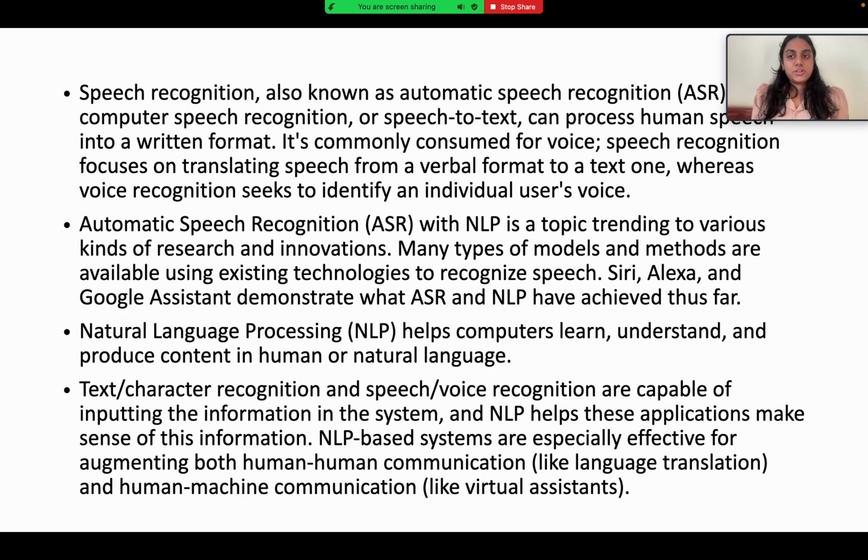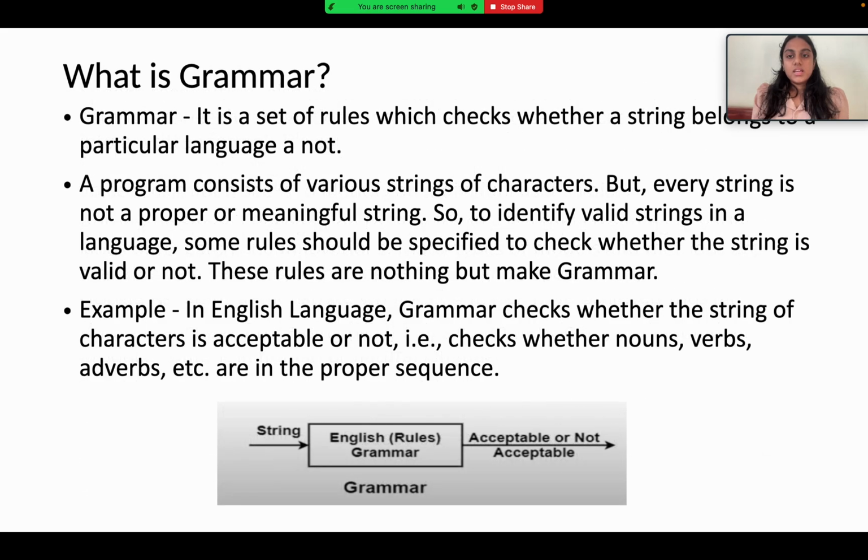Now let's head on to what is grammar. It is a set of rules which checks whether a string belongs to a particular language or not. A program consists of various strings of characters, but every string is not a proper or meaningful string. So to identify valid strings in a language, some rules should be specified to check whether the string is valid or not. These rules are nothing but grammar. Example, in the English language, grammar checks whether the string of characters is acceptable or not. That is, it checks whether nouns, verbs, adverbs, etc. are in the proper sequence. Example, a string is inputted, it checks the grammar, and the output is whether that grammar is acceptable or not.